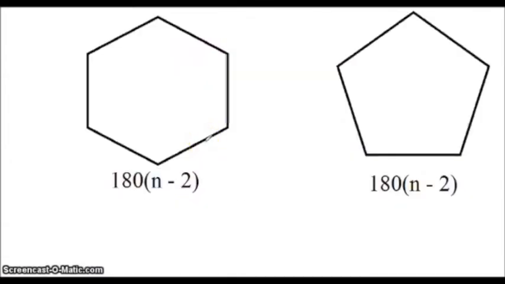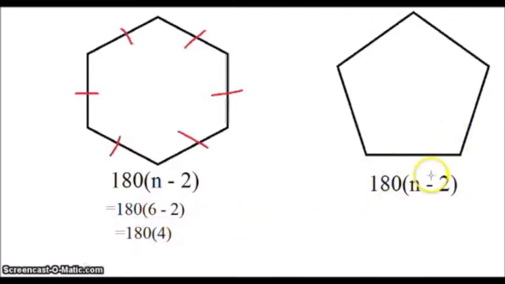Okay, now let's do a couple of examples. For the following polygons, what is the sum of all interior angles? So this polygon, let's see how many sides it has. That's 3, 4, 5, 6. So this polygon has 6 sides. Let's put that in the equation. So that will be 180 times brackets 6 minus 2. 6 minus 2 is 4, so 180 times 4, and the answer is 720 degrees. So this polygon has 720 degrees of interior angles in total.